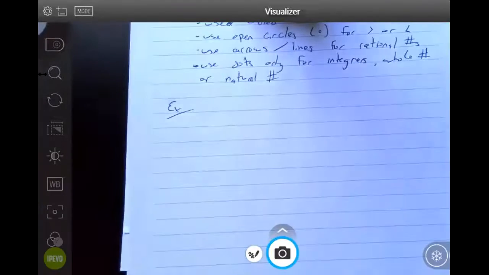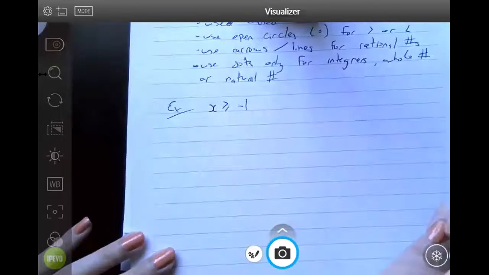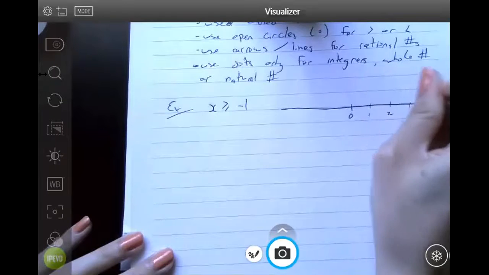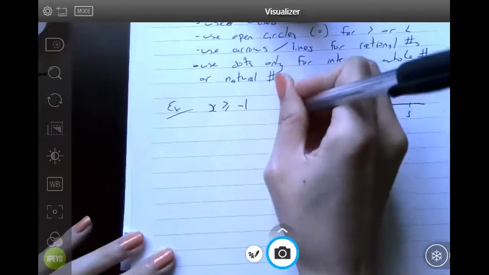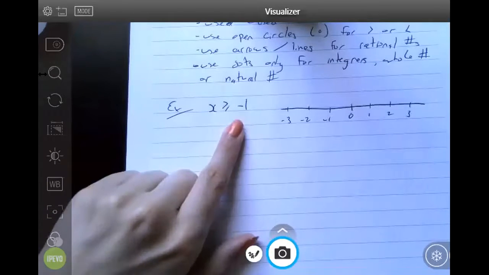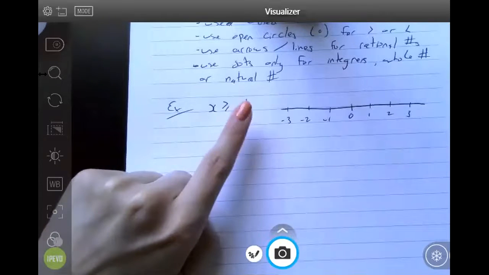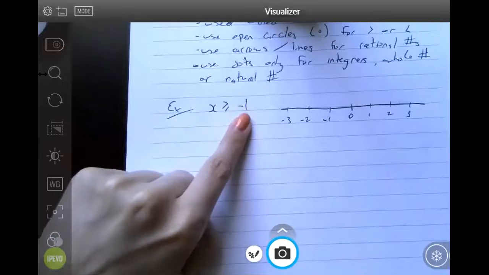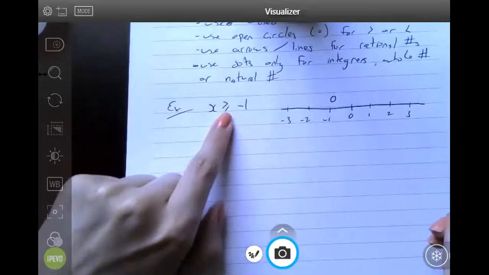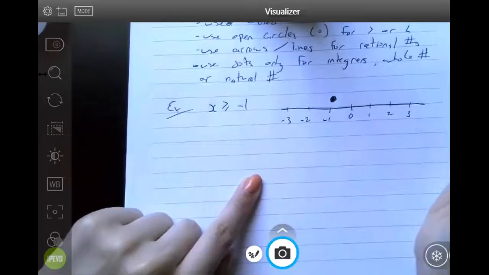So for the first example, we are just going to graph x is greater than or equal to -1. So we'll start just by drawing our number line. It doesn't really matter how many numbers you have on your number line as long as we can represent this. We're going to start just by drawing a circle where the number is. So in this case, the -1. So that'll be right here. And then because it is a greater than or equal to sign, we make sure that our circle is closed.